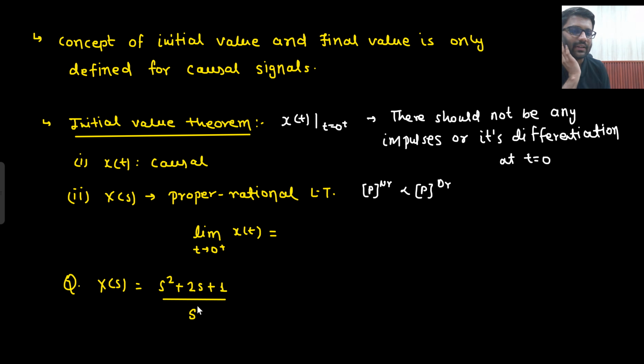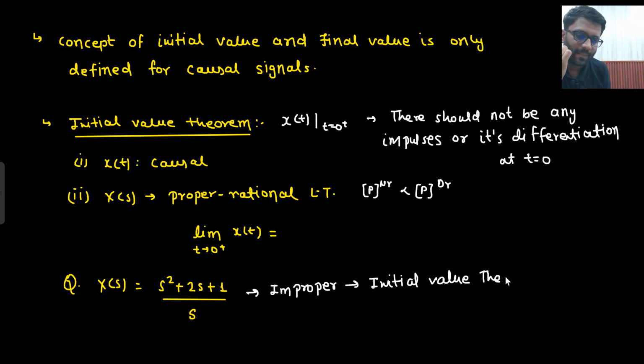Let's say this is the example, s square plus 2s plus 1. You saw that the power of the numerator is more than the power of the denominator. So this is improper. And if it is improper, what will you say? That your initial value theorem is not applicable.